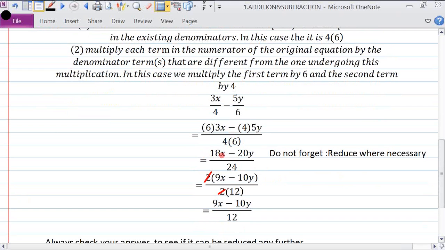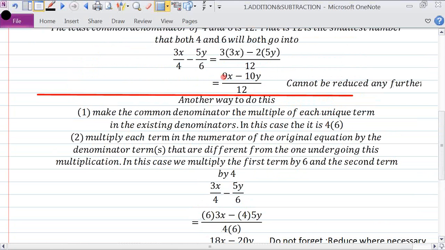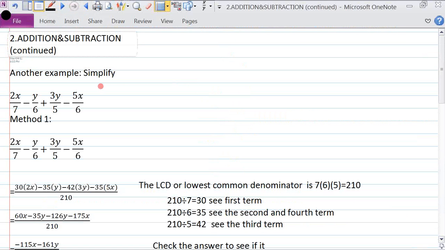Then you do the arithmetic. 18x, 6 times 3x, minus 20y over 24. You can factor out a 2 from the top and the bottom because you need to reduce it further. And you get 9x minus 10y over 12. That's exactly what we got over here. So that gives you some idea of how to do that. Two different ways to do this kind of problem.